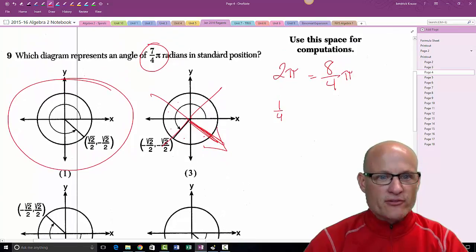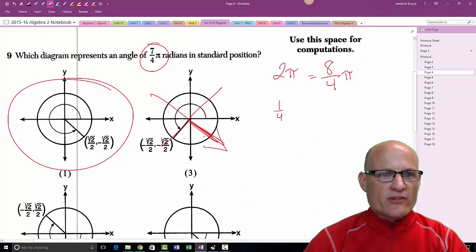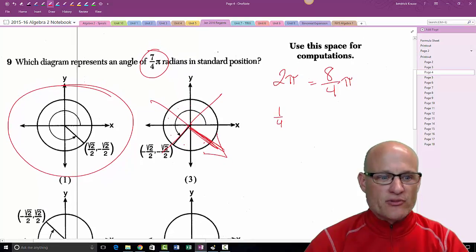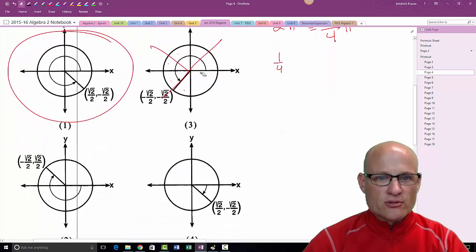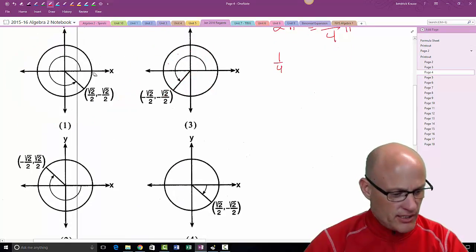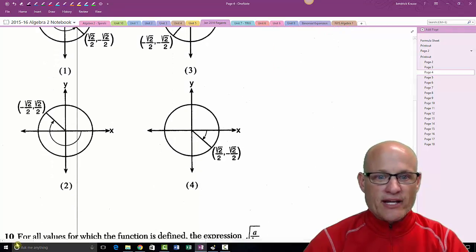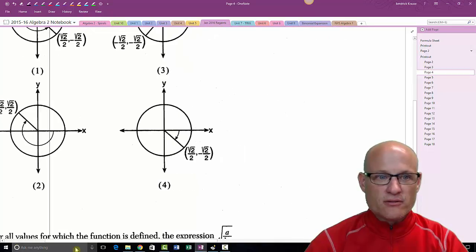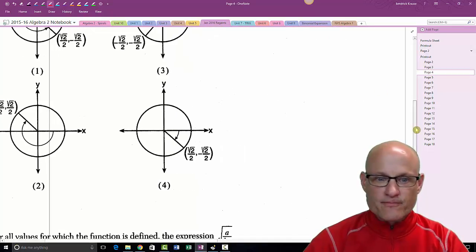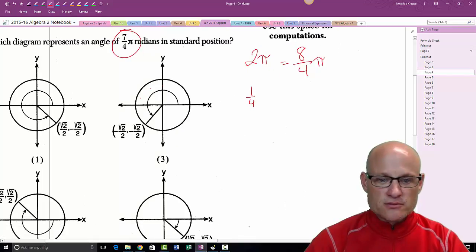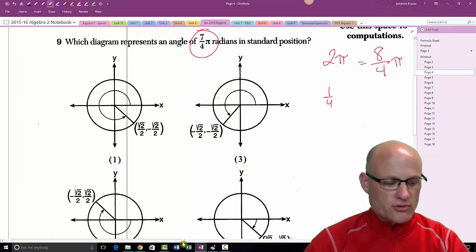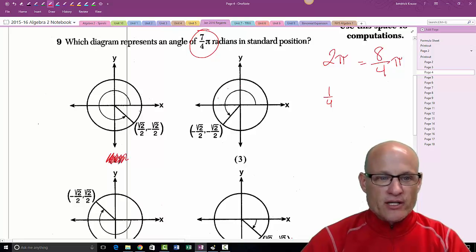Uh-oh, got a discrepancy of answers here. Which represents an angle of 7 over 4 pi radians in standard position? Hold on, I got a discrepancy. My answer, I have 4 written down, but I don't think that's the right answer. Hold on. Standard position would be, oh my gosh, hold on. So the answer to this one would be 1. I don't know why I put 4. The answer is 1. 7 pi over 4.